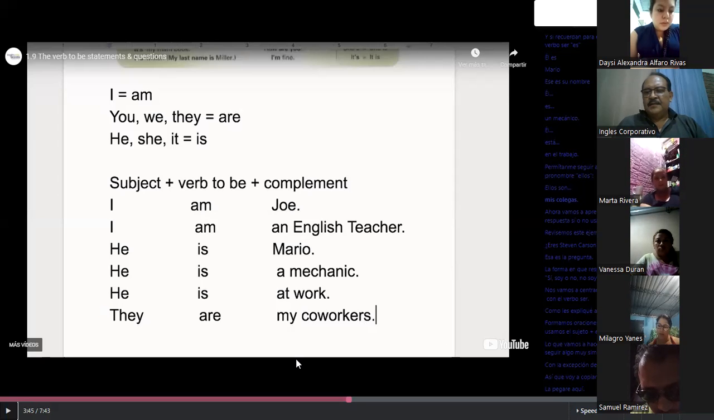Ok. Voy a continuar. Y si después queda la duda, me pueden preguntar después. No problem.